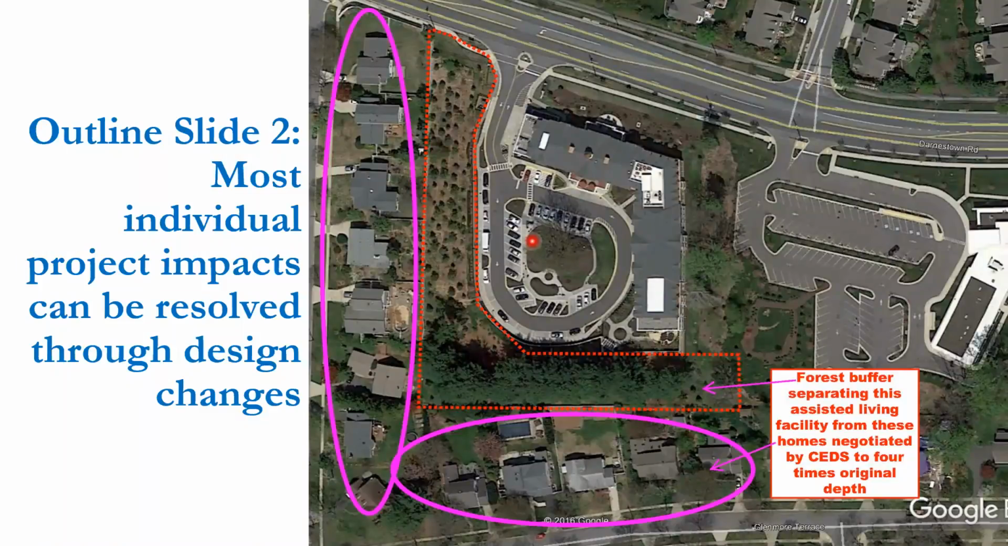After having helped citizens throughout the U.S. with thousands of development proposals, we've learned that the vast majority of impacts can be resolved. Here you see an example from another of our cases where we won a 4-fold increase in the buffer separating these homes from this assisted care facility. Impacts can frequently be designed away just like this while allowing the applicant to achieve their goals. This is the basis for our equitable solutions approach.